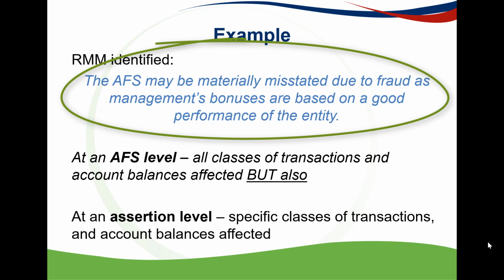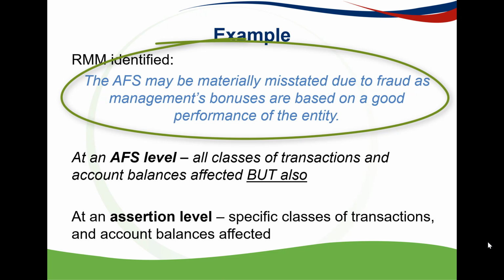So the reason why this is a risk is that management would like to show that the entity is performing well, that they would like to show a lot of assets and revenue and less liabilities and expenses. And therefore, there is that risk that they might manipulate the financial statements to look good. So in general, if you look at this, all the assertions and classes of transactions and account balances are affected. But as we said, also at the assertion level, it may mean that only certain assertions and classes of transactions and account balances are affected. Okay, so this is still a little bit vague.